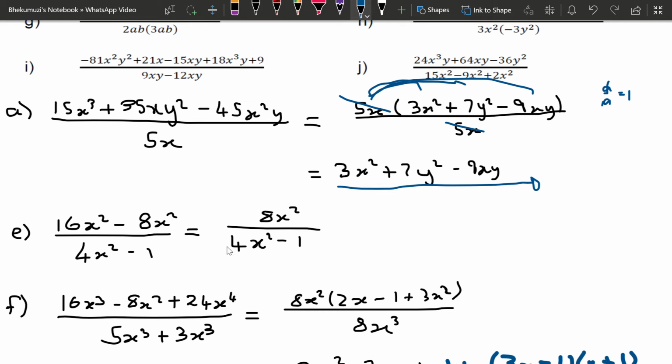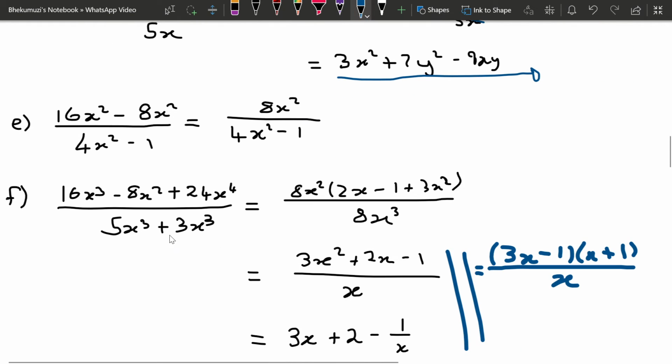But now there is nothing more you can do with this, because you only have a single term at the top, and you have two terms at the bottom. These two terms cannot divide or simplify the term at the top, just like 5x divided by 5x at the top there. So in actual fact, the only time that you could have done anything is if it was opposite, where the 8x squared was the denominator and the 4x squared minus 1 was the numerator.